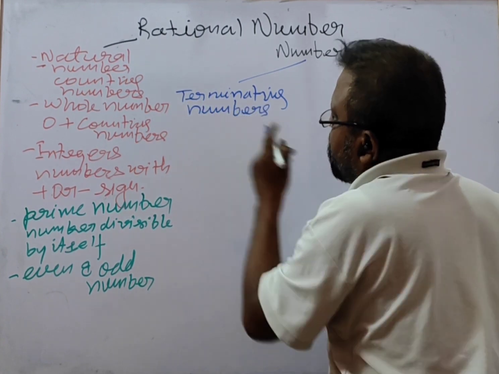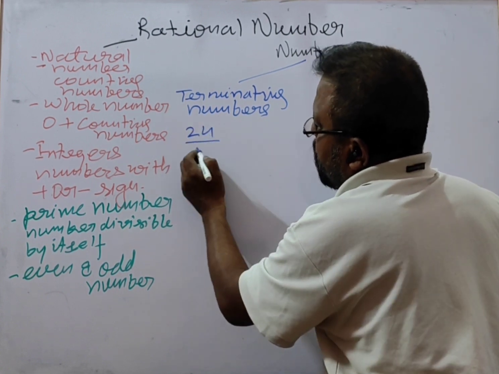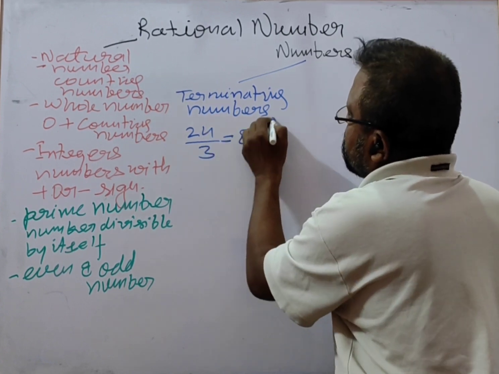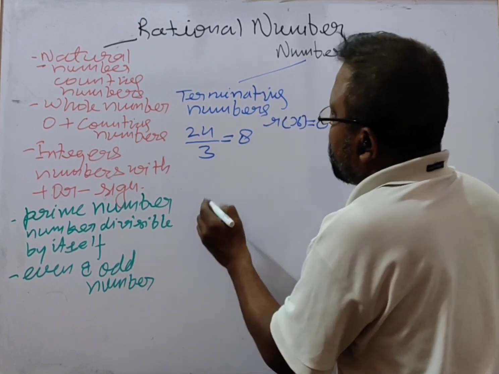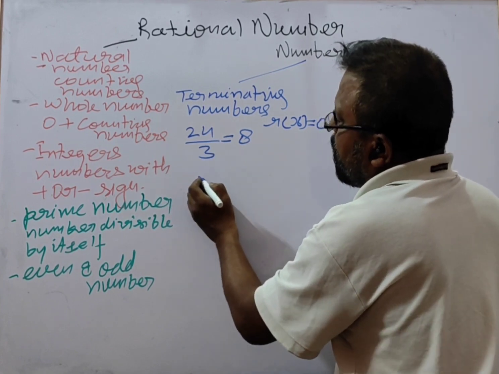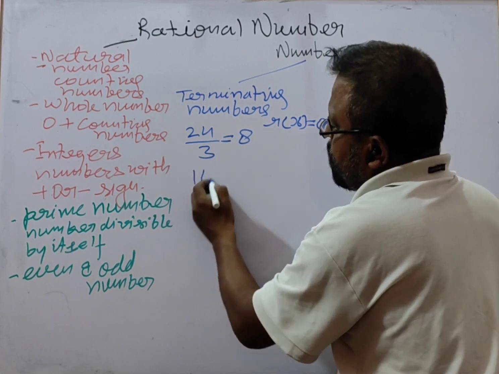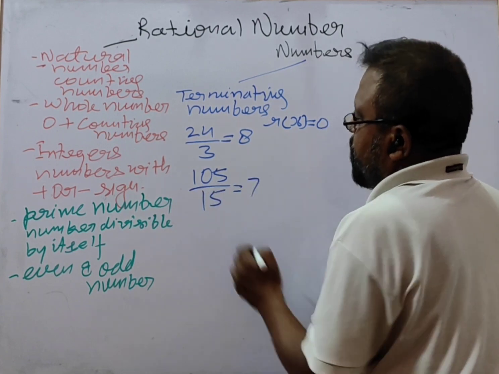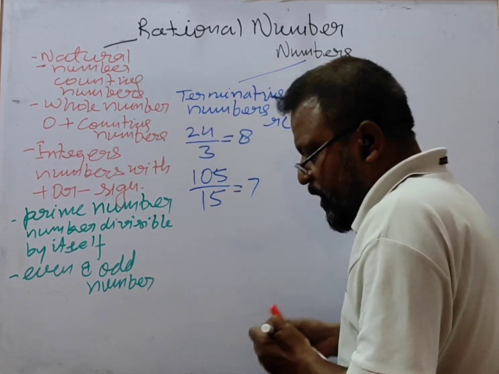Terminating numbers means like 24 divided by 3. You get it? No remainder. Right? It means the remainder is equal to 0. Exactly divisible. Getting? Hello? You're getting me? Now, if I write 105 divided by 15, how much do you get? 7, right? So these are terminating numbers.